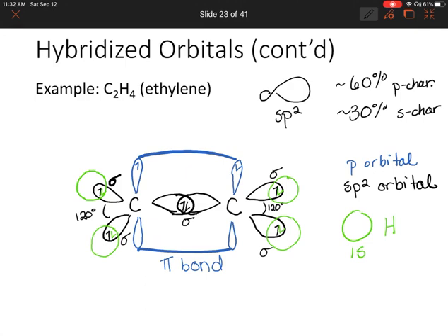And that will be important later on because that's going to dictate where certain bonds are in relation to each other. So just keep that in mind. You cannot rotate double bonds or triple bonds, or else they would break.